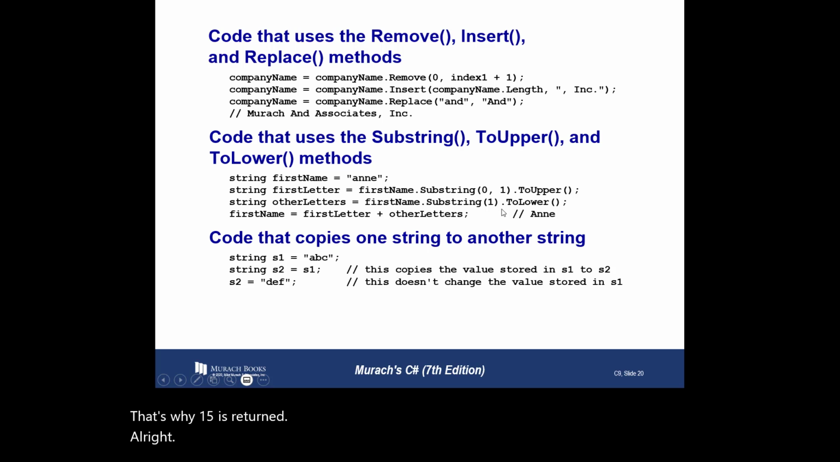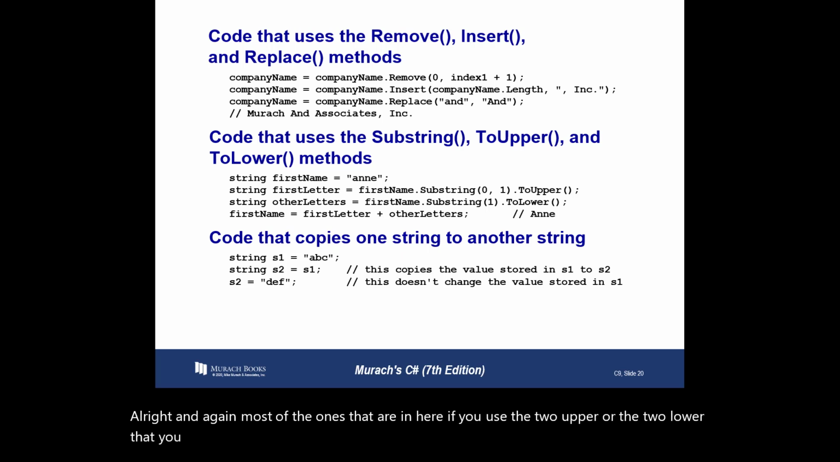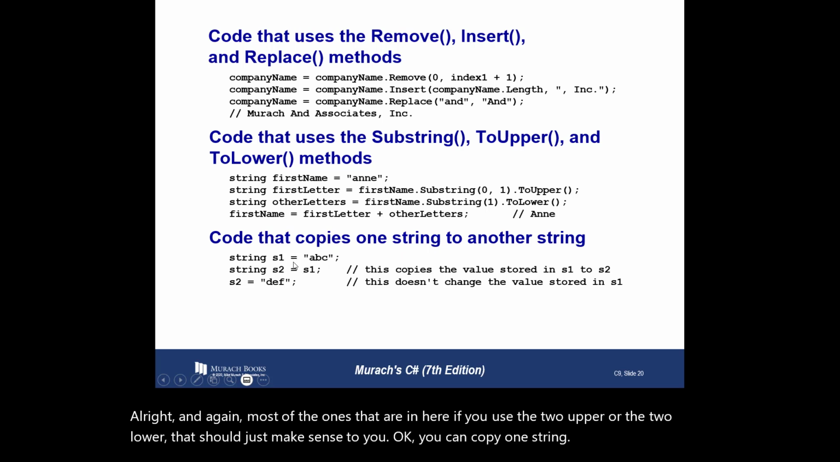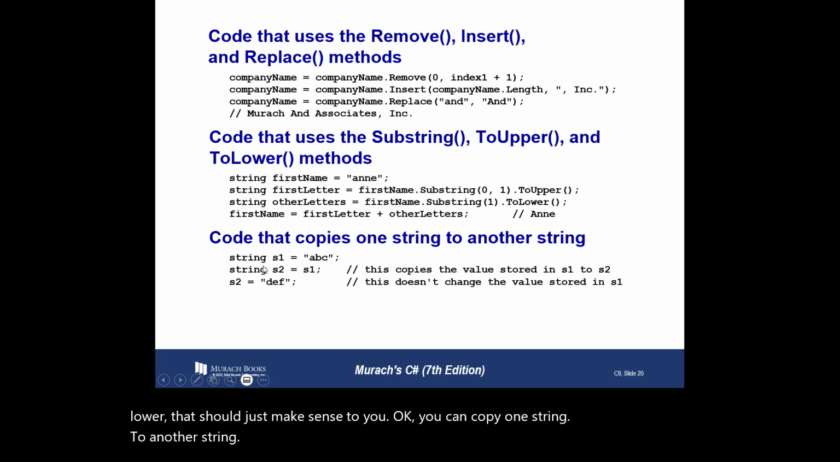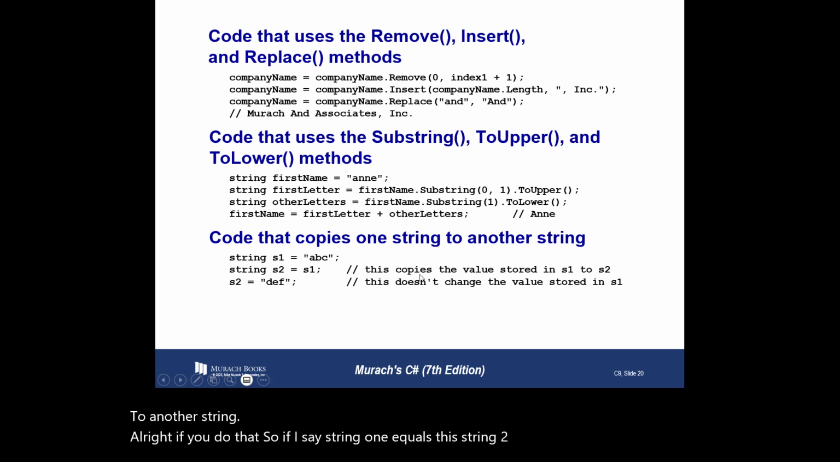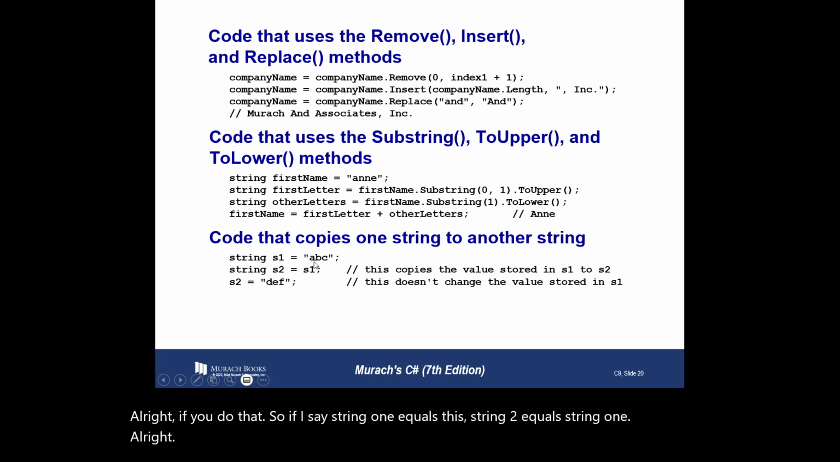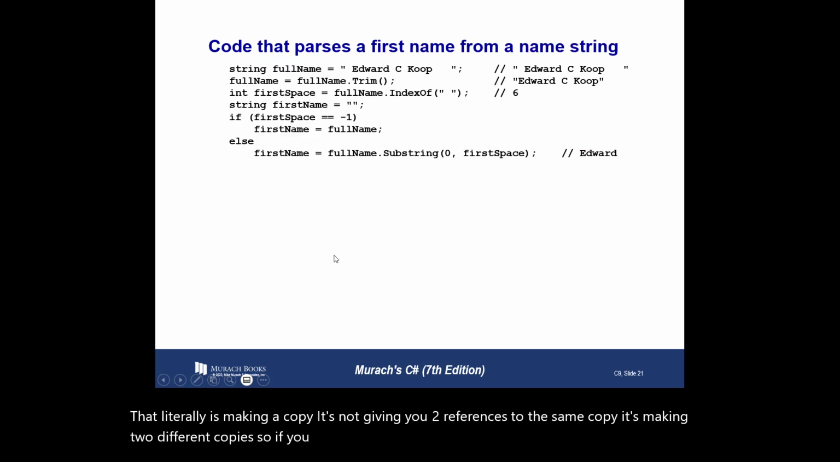All right. And again, most of the ones that are in here, if you use the to upper or the to lower, that should just make sense to you, okay? You can copy one string to another string. All right, if you do that, so if I say string 1 equals this, string 2 equals string 1, all right, that literally is making a copy. It's not giving you 2 references to the same copy. It's making 2 different copies. So if you change S2, S1 does not change. All right.